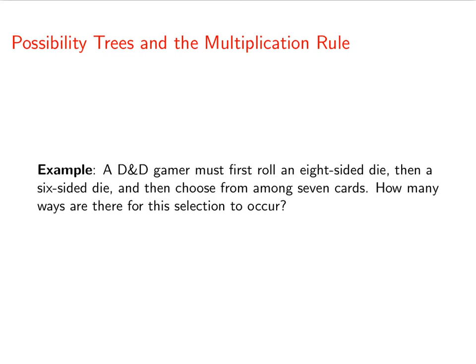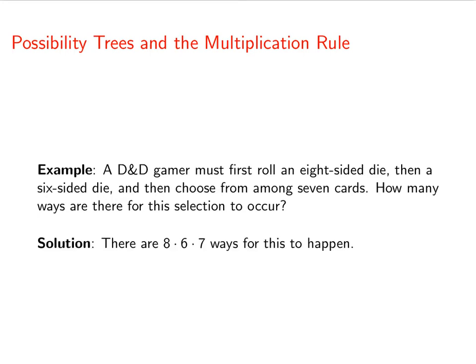Hello, discrete math fans. Let's say you have a D&D gamer, and through something that happens in the game, they have to first roll an 8-sided die, then a 6-sided die, and then choose from among 7 cards. How many ways are there for this selection to occur?